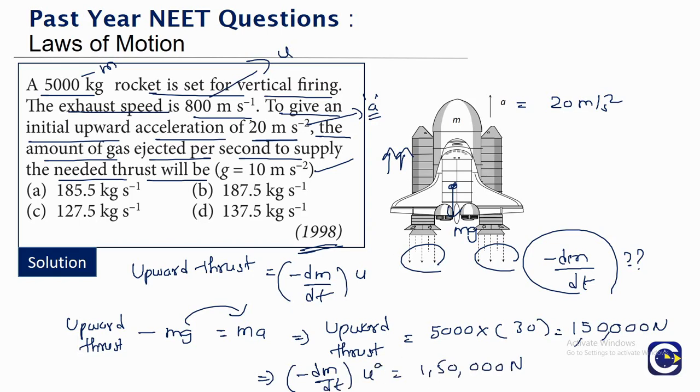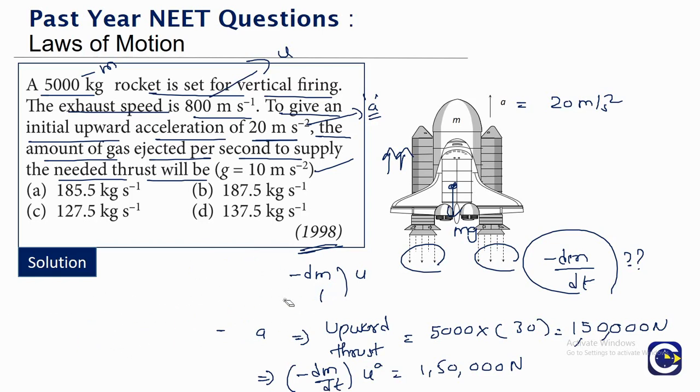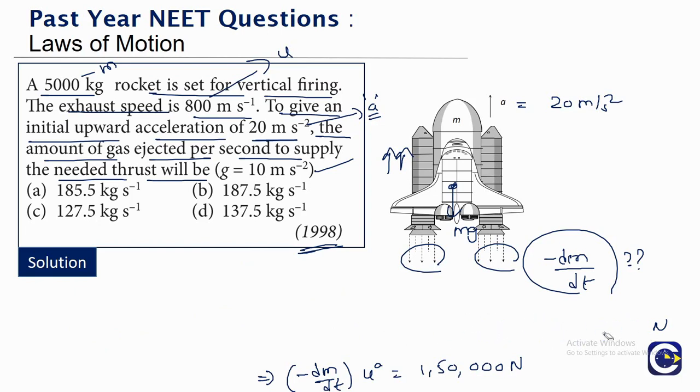What is u given here? 800, right? U is given as 800. Now it's just a simplification only. We got the answer. What we are trying to find here is the minus dm by dt value. That is the rate at which the gas is ejected. So what is it going to be? Minus dm by dt is 1,50,000 by u. The u will go to the right side into the denominator.